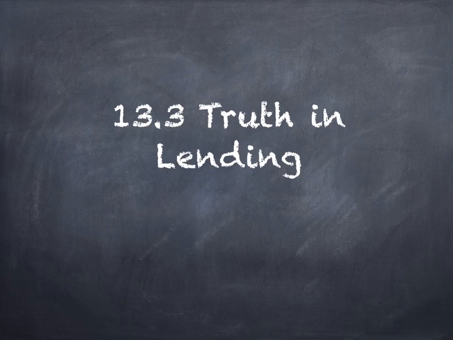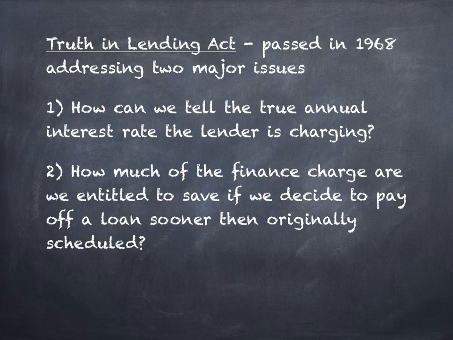All right, 13.3 is called Truth in Lending, and it actually comes from an act of Congress back in 1968. It's called the Truth in Lending Act, and it addressed two major issues that people were having problems with at that time. One was how do we figure out what the actual rate is that somebody's charging for an account, the actual real rate. Because we played with this a little bit in the last section where it said 12%, but it was really 28% after the time was over. That sort of looks funny, doesn't it? So that's one of those issues.